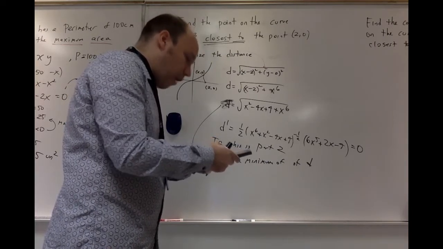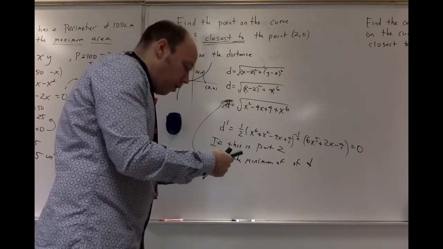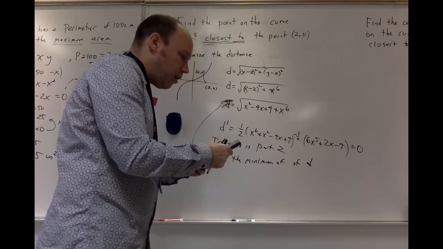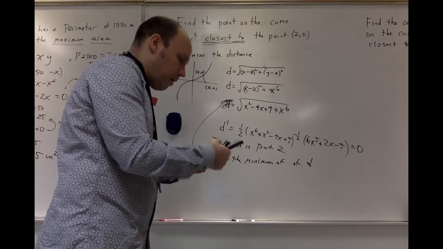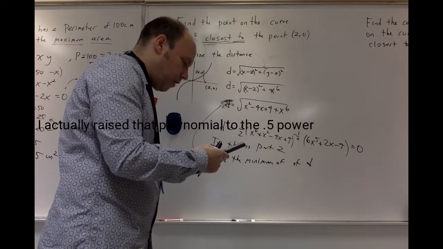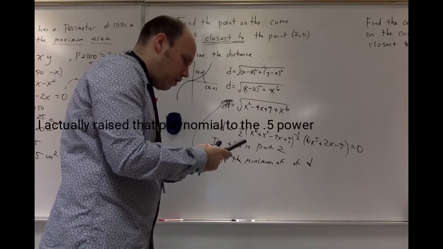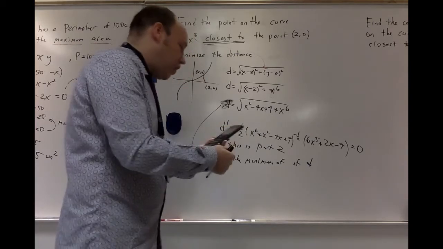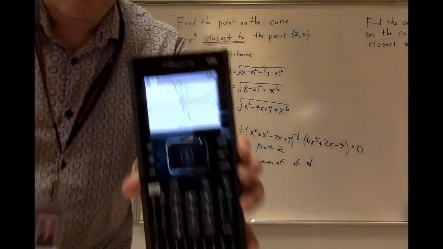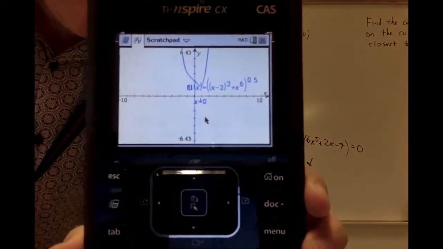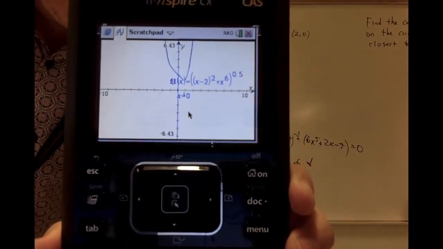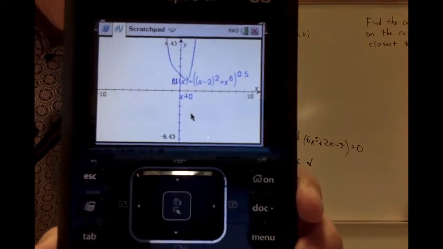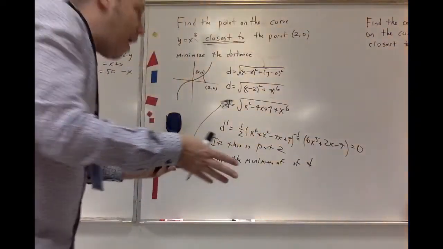You're going to put the square root of this function in your calculator. It looks like this. Can you see that? I put the whole function in there, raised to the 0.5 power. And that point is the minimum value.